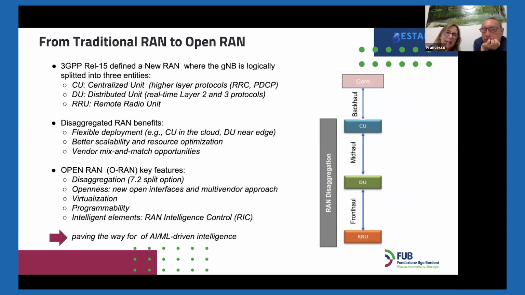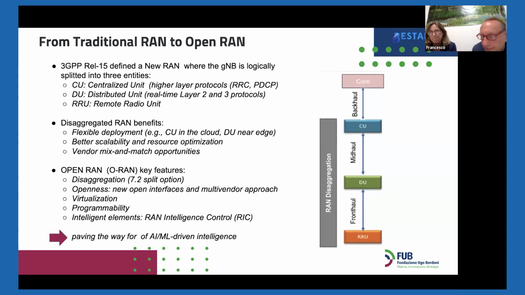So we have seen the control plane and the management plane. Now we are moving to the access network. In the access network, 3GPP in release 15 introduced the new radio access network, where the G node B is logically split in three entities: the centralized unit dealing with the higher layer protocols, the distributed unit, and the remote radio unit. This disaggregation is really important both for intelligence and for flexibility and scalability. So it could really improve the performance of the network.